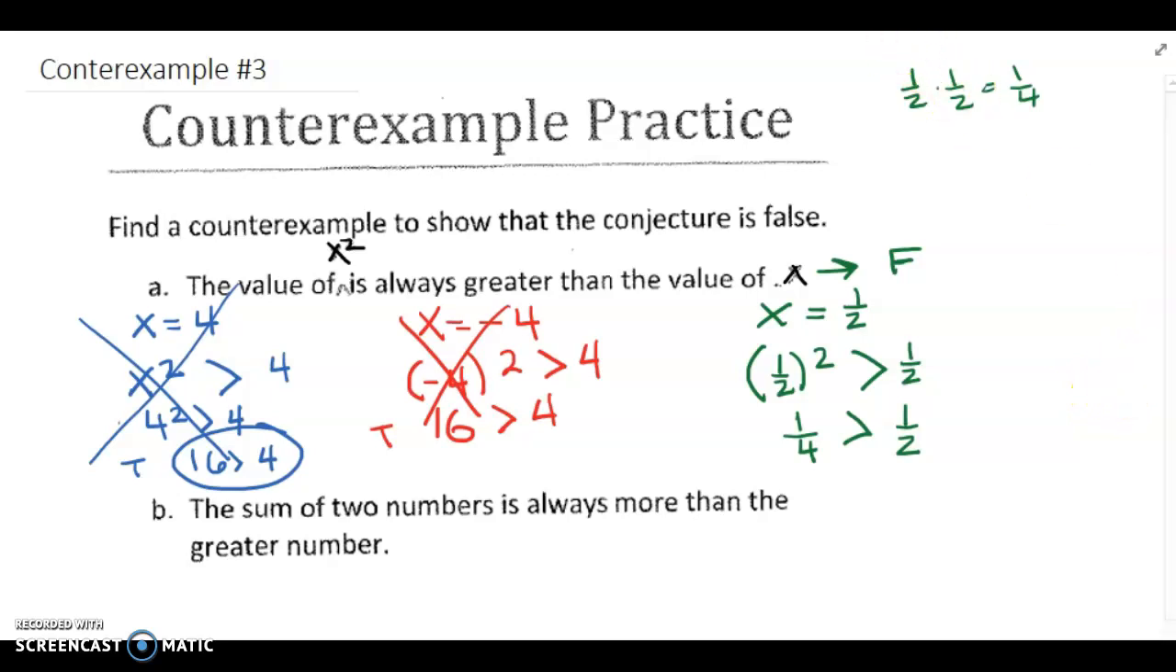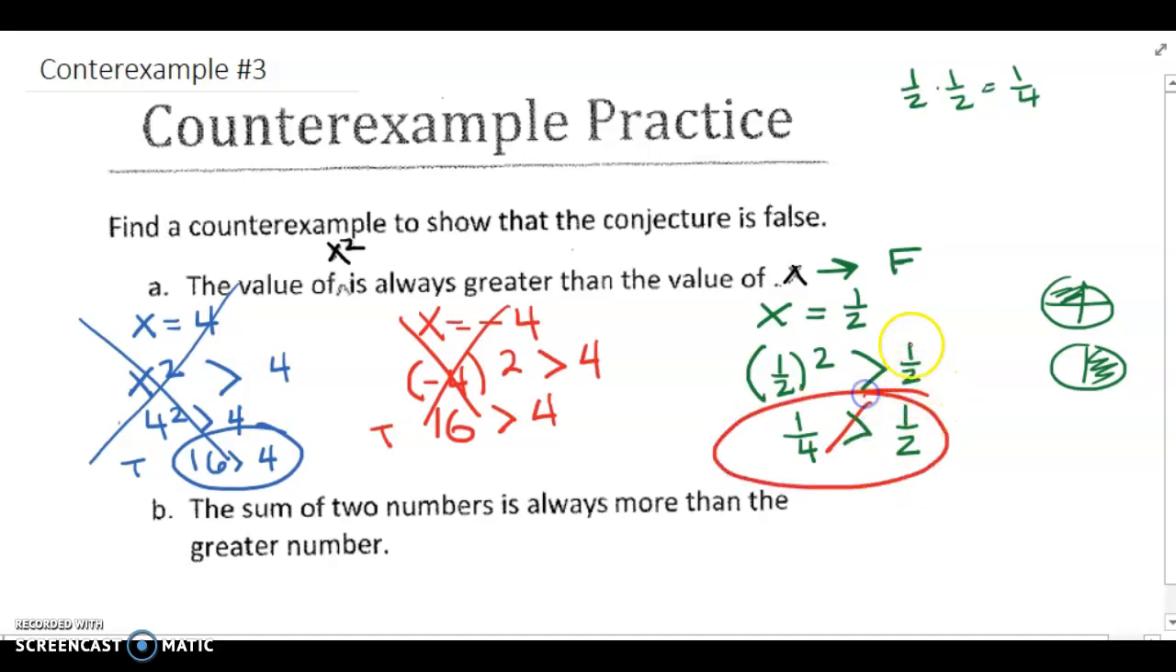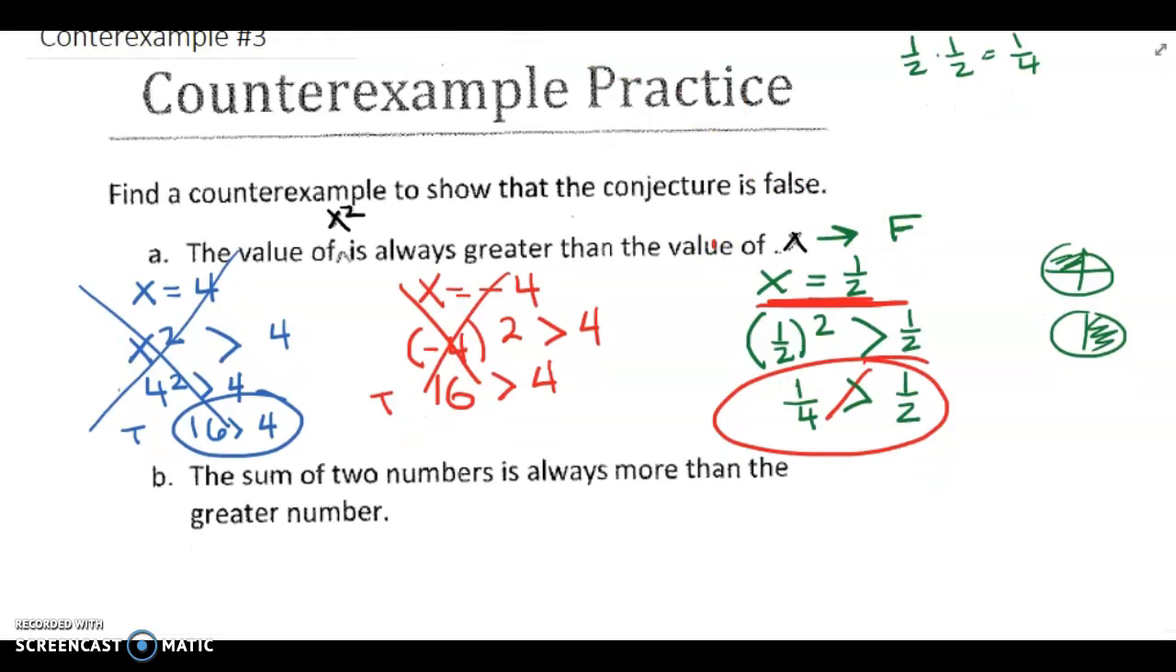If you're having problems thinking about it, think of it as like a pie. Is 1/4 bigger than 1/2? No, it's smaller than 1/2. So this statement here is false. So this would be our counterexample because it shows that this statement is false. So when x equals 1/2, this statement is false. So that would be a counterexample.